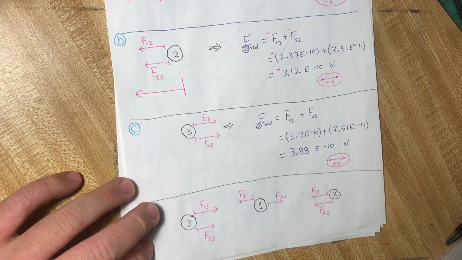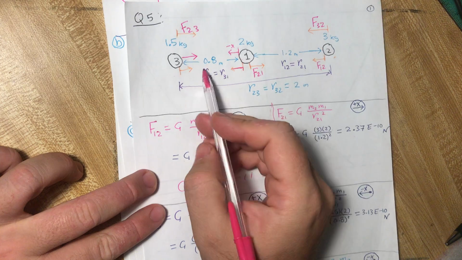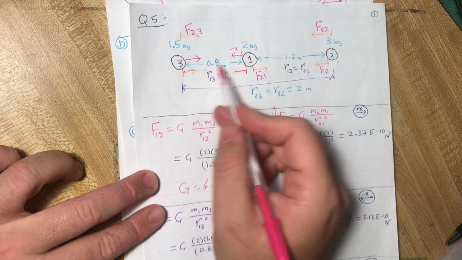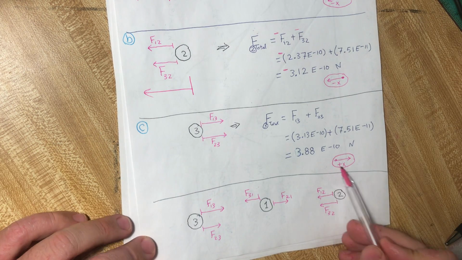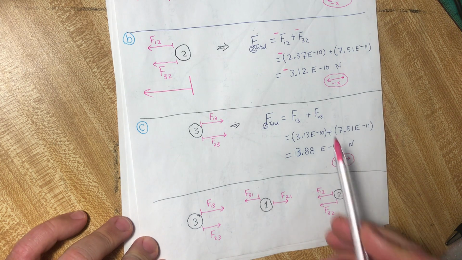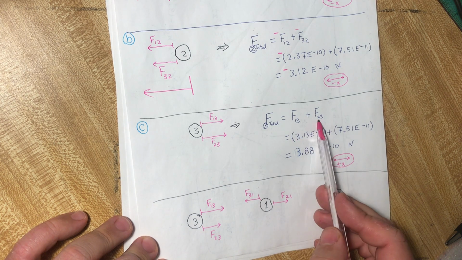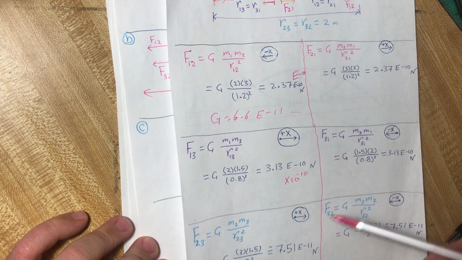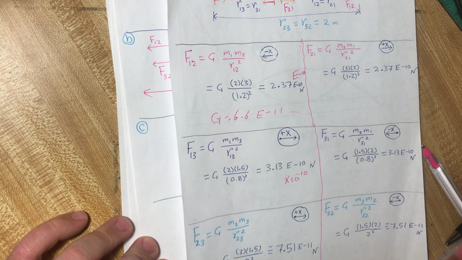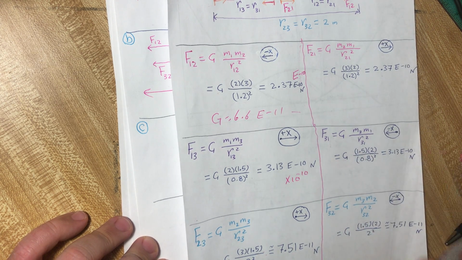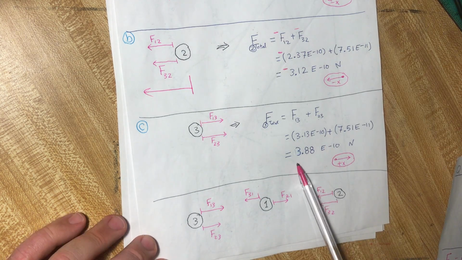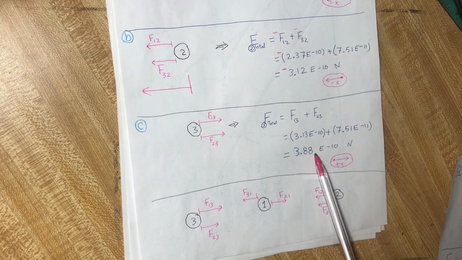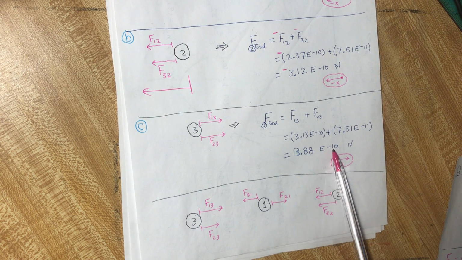The third body, all the forces are to the right, to the positive x direction. This is to the positive x direction, and the forces are from the first object and the second object. We just need to take them from the first and the second. This is the first and this is the second. Add them together, it will be 3.88 multiplied by 10 to the minus 10.